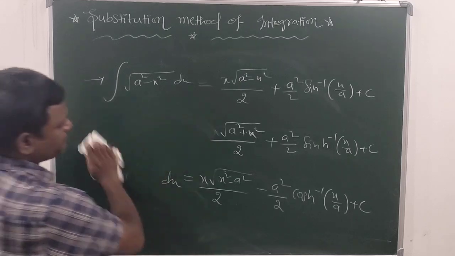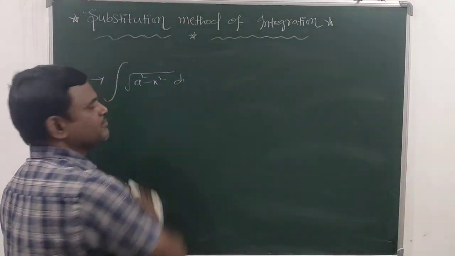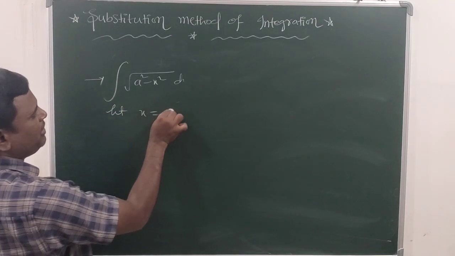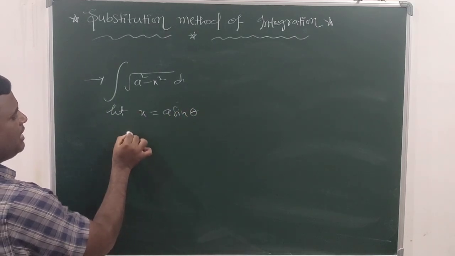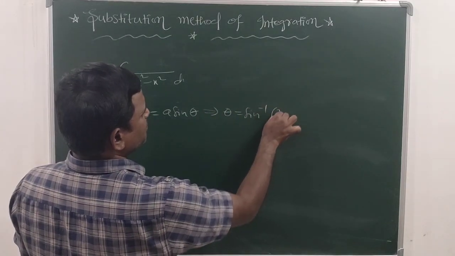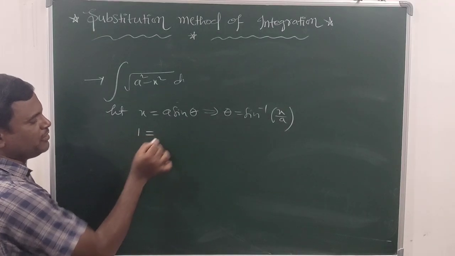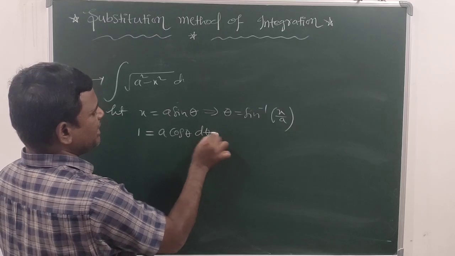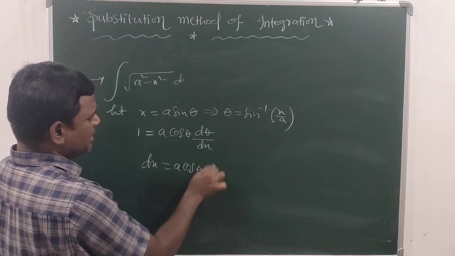See the first one. What is the substitution here? x equal to a sin theta. Now, at the end what do you get? Theta is equal to sin inverse of x by a. So now take the derivative on both sides with respect to x. Here it is going to be 1. Here it is a cos theta d theta by dx. Now dx equal to a cos theta d theta.